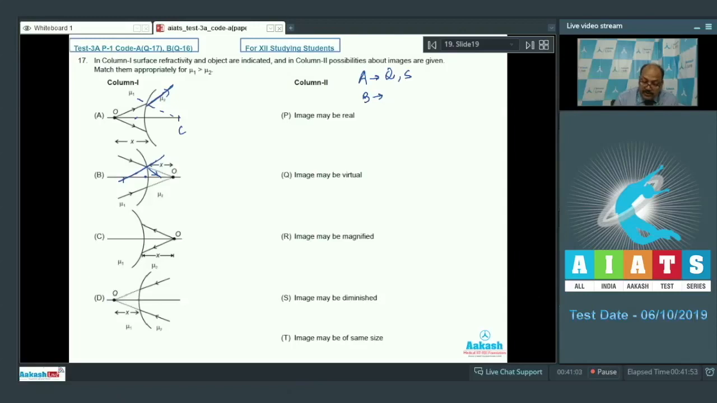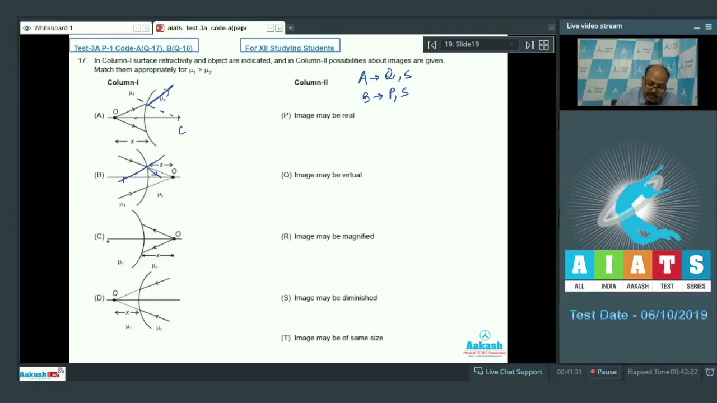So image may be real, P is correct. It may be diminished, is also correct. It cannot be of same size. So other options are ruled out. P and S match. Let's look at situation C now.